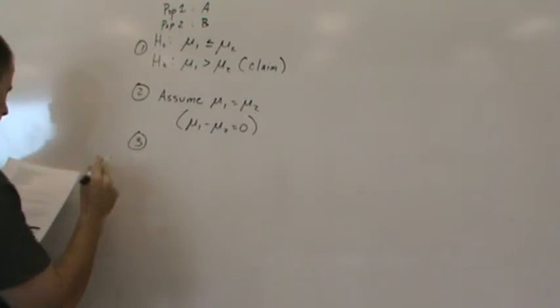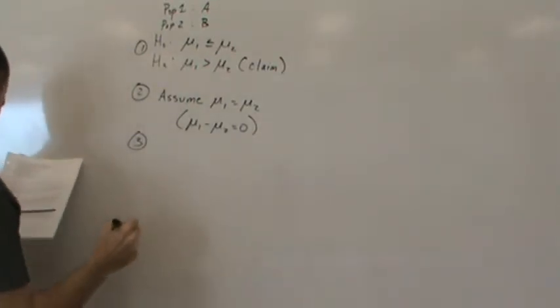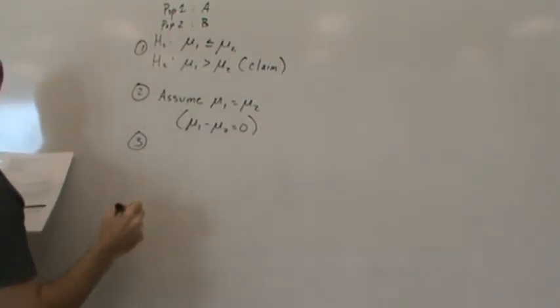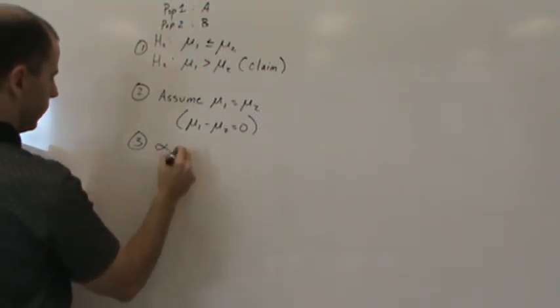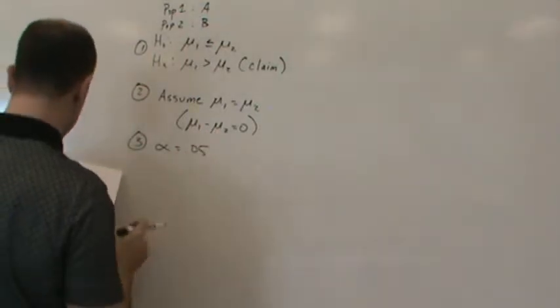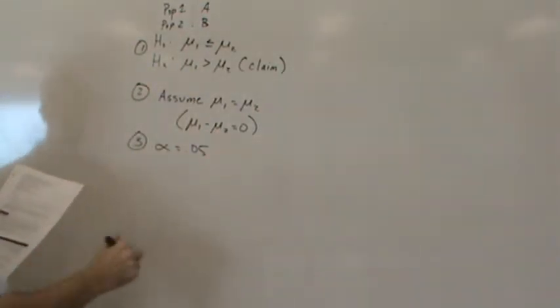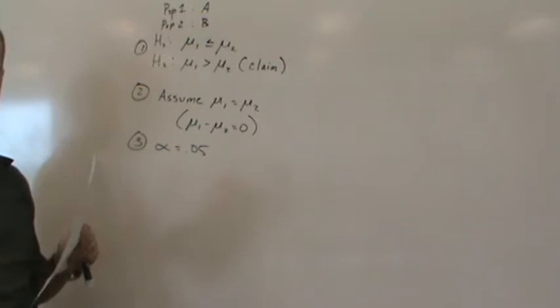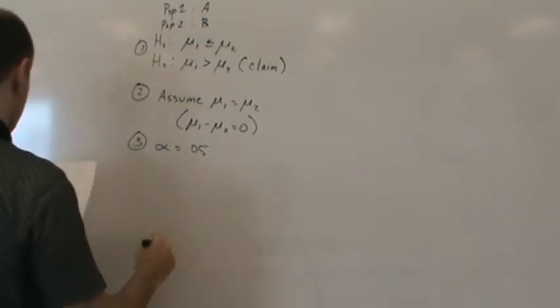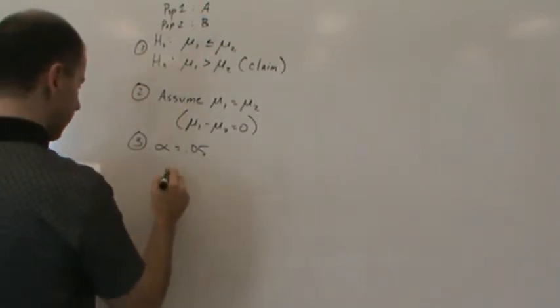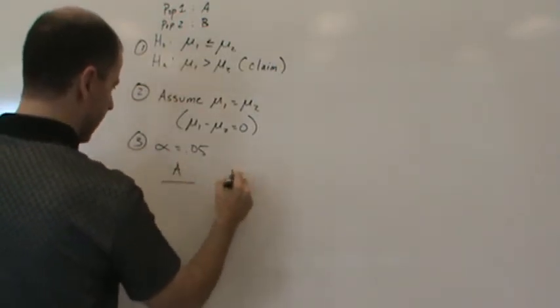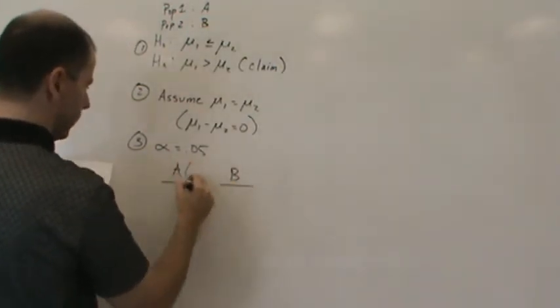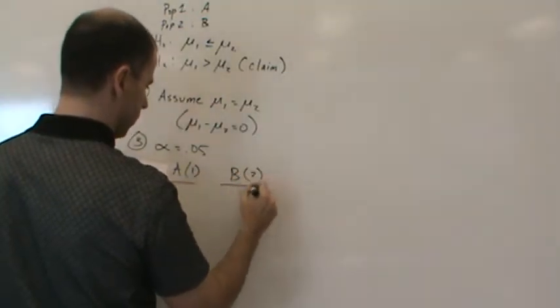And now step 3 is we're going to write down the information. The alpha level is 0.05. They don't give us an alpha level, so we always use alpha equal to 0.05 if it's not stated. So now, what do they give us? Let's give our information. So there's A and there's B. So this is 1, this is 2.